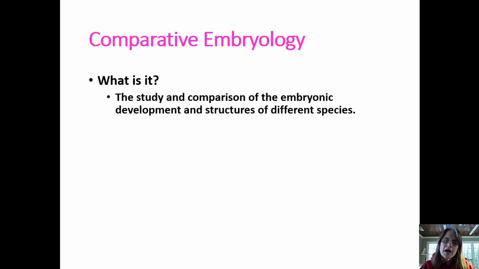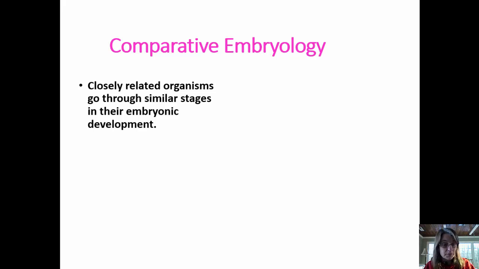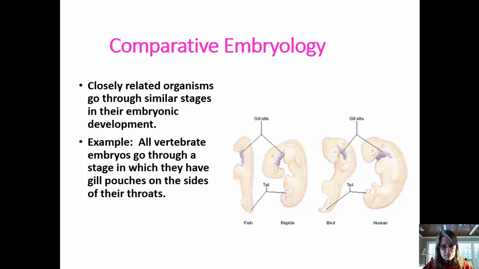So as far as comparative embryology is concerned, what is it? Simply what it sounds like. It is the study and comparison of the embryonic development and the structures of different kinds of species, comparing them to each other. What we find is that closely related organisms, like maybe a mammal group, go through similar stages in their embryonic development. And the more closely related you are, the more similar the stages are that the organisms pass through as they develop.